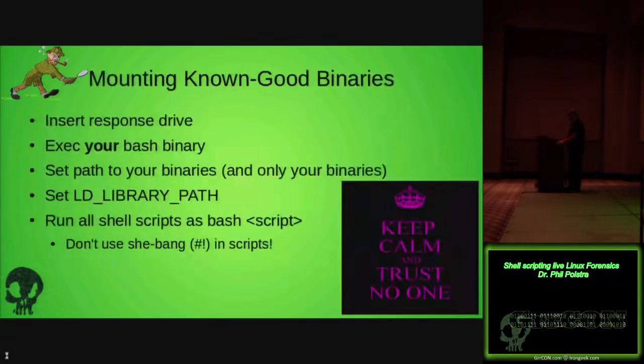All right, so you've got your thumb drive, and now you need to mount your known good binaries. So how's that going to look? You want to insert your response drive, and then you need to exec your version of bash. Not the one that's there. That would be a bad idea. Then you have to set your paths to point to your binaries, and only your binaries. Then you need to set the LD library path so that all the shared libs are the correct ones.